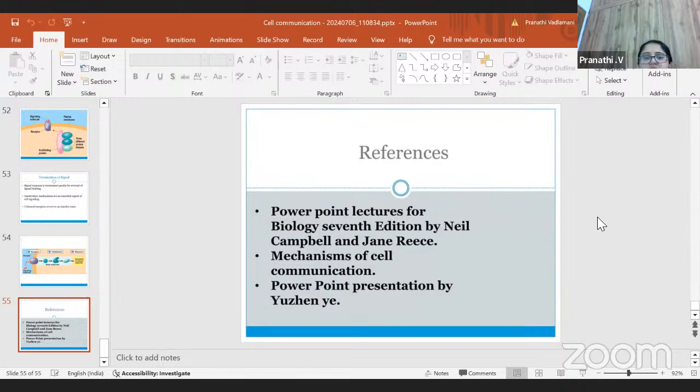So please look for signal transduction pathway in the cell again, and you can have a look at it in Wikipedia or Lehninger. You'll get good information regarding that.